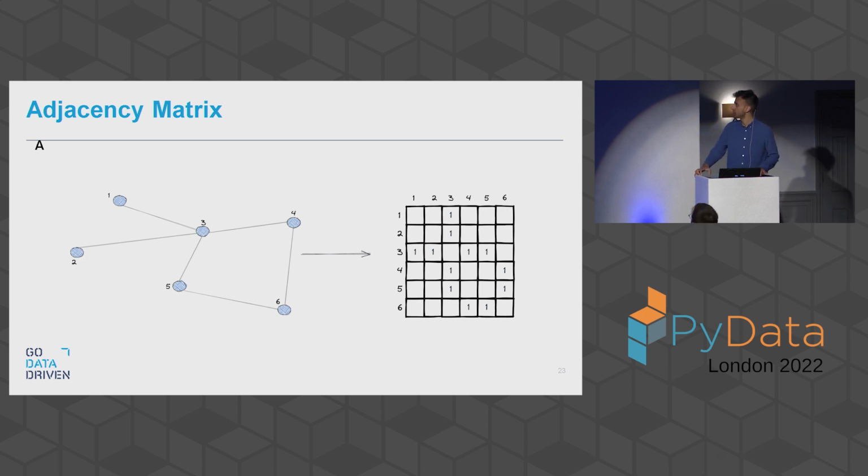First one is called the Adjacency Matrix. So if we have 6 nodes, then our matrix has 6 rows and 6 columns. And this defines the connectivity of our graph. The values are 1 if 2 nodes have a connection, and 0 otherwise.